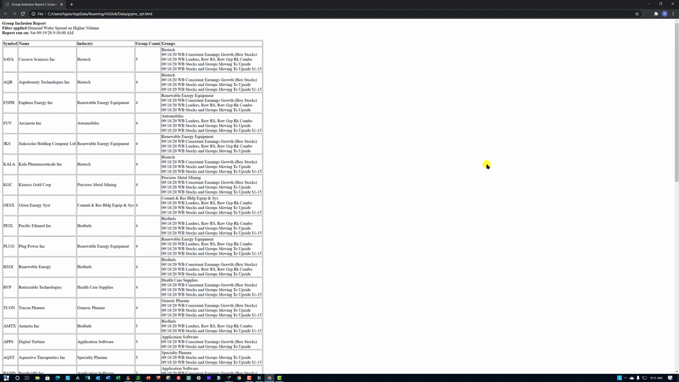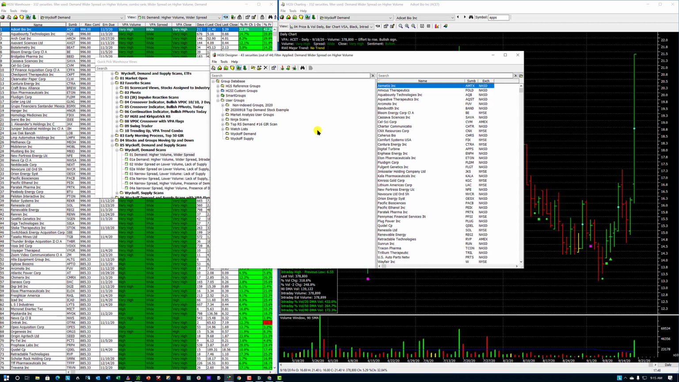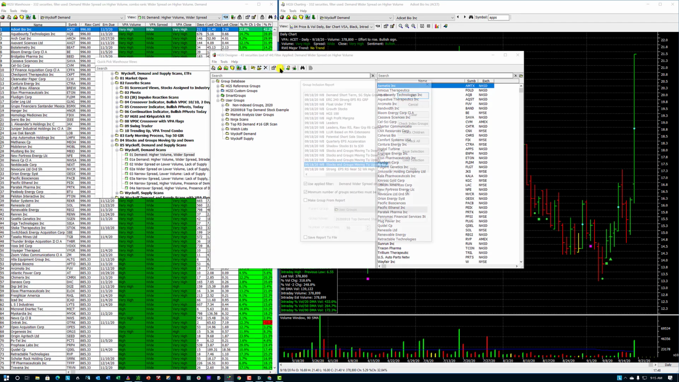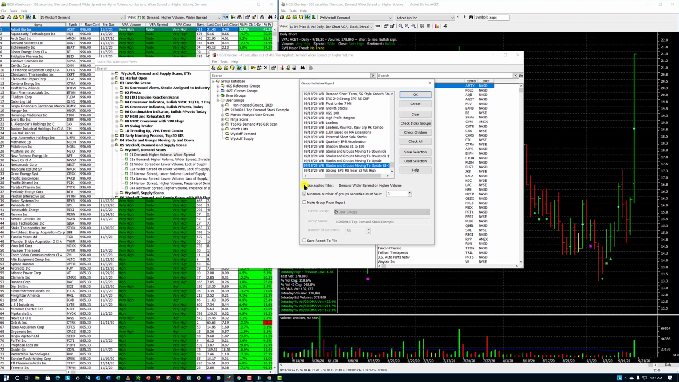So that's the limitation when I'm running this right here. I'm using the filter and I'm limiting to three groups. I don't want to look at stocks that are just in one group or two groups. So that's the way you do it. And then it goes in, and if you tell it to make group from report, it makes that group.